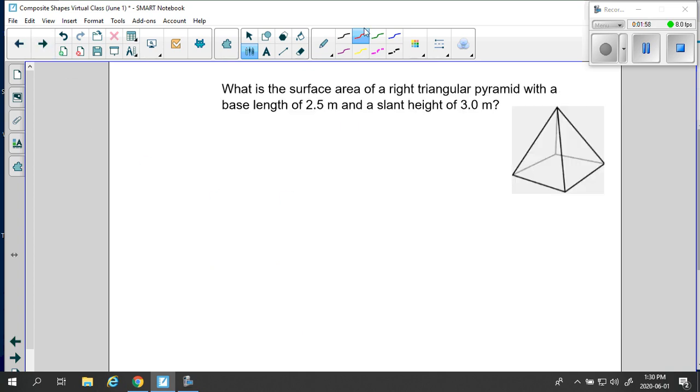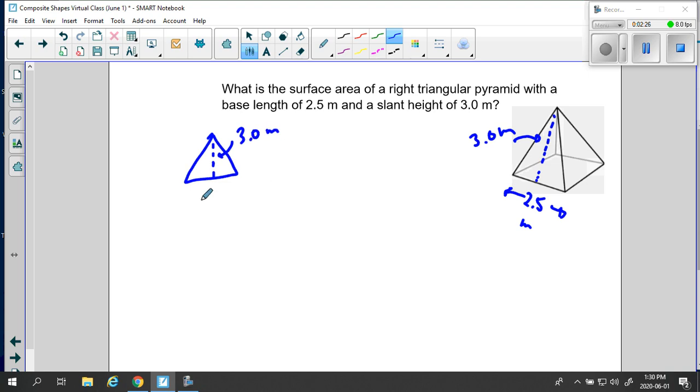Next question. What is the surface area of a right triangular pyramid with a base length 2.5 and a slant height of 3? So when they give you the slant height, they're not giving you the pole in the center of the tent, they are giving you the zipper. So 3.0 meters here and 2.5 meters here. So that actually makes our lives a lot easier because this is what we need for the surface area, the slant height.